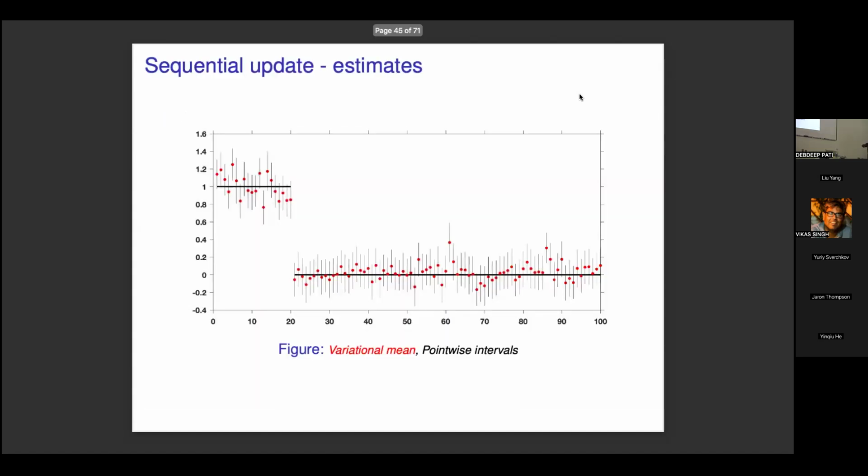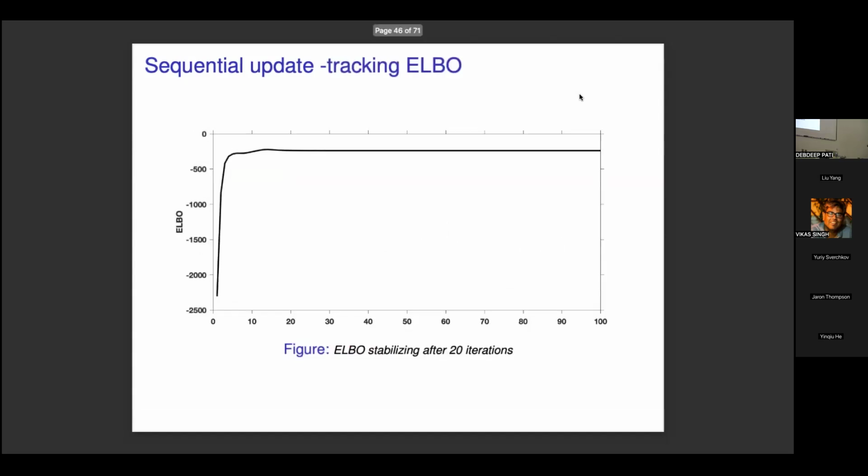Let's look at the results for the sequential update first. The red dots are the variational estimates, and the black dots are the true values of the regression coefficients. They align pretty nicely. The evidence lower bound is nicely increasing, and it stabilizes after 20 iterations. So things are quite well behaved here. Now, I do not have a picture for the parallel version because things completely collapse. The ELBO actually diverges to negative infinity.